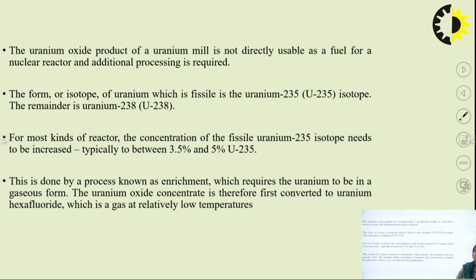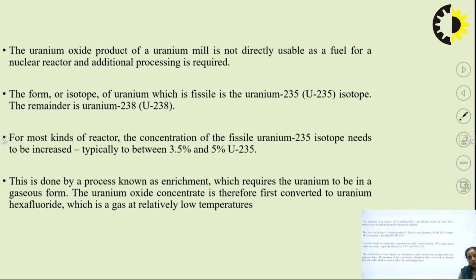The form or isotope of uranium which is fissile is the U235 isotope. The remainder is U238. For most reactors, the concentration of the fissile U235 isotope needs to be increased. As we had seen, in U3O8 only 0.7% U235 is available, so we need to increase this fissile uranium.